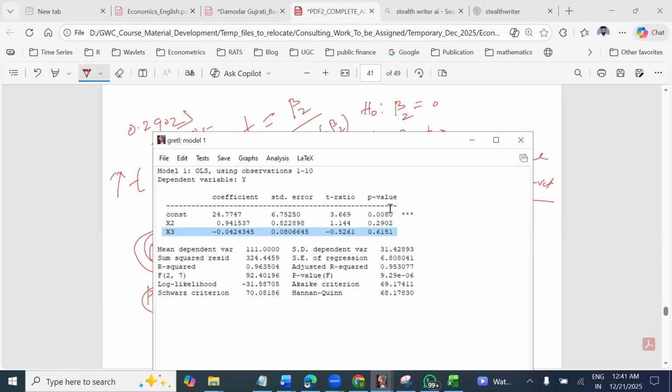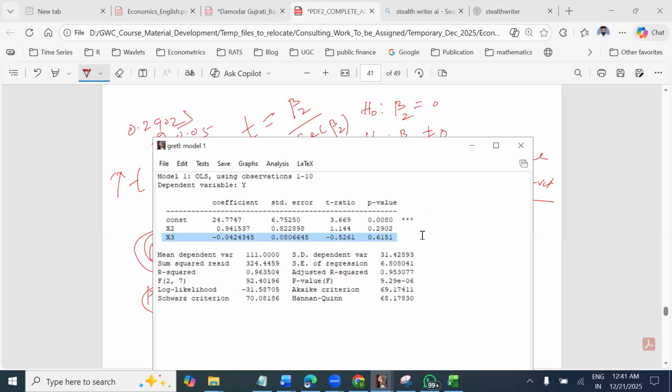I have told you the simple rule of thumb. If the p-value, which you got as 0.2902, is less than 0.05, then only the test is statistically significant, meaning you will reject the H naught that beta 2 is equal to 0. Now you got 0.2902, which is higher than 0.05. So you will simply fail to reject the null hypothesis, which says beta 2 is equal to 0. Are you getting my point? Yes, sir. Now where did you have a confusion? What are you thinking?